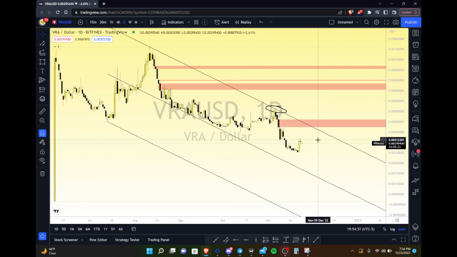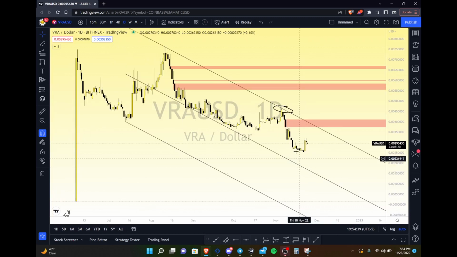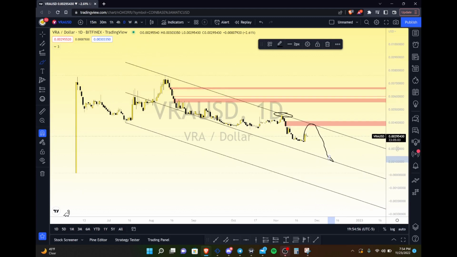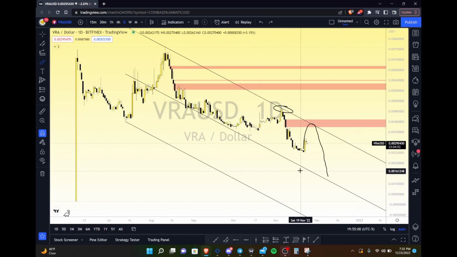Now, if we do break down, because you have to have the bias that it's potentially going to get towards this fair value gap right here, break up and then find resistance at this level and then continue the trend down, coming back towards this median trend line of the descending channel. The more we start playing on this trend line, the more likely it is we're going to come back down to try and test the low side here. Okay, so just keep that in mind. But right now, I have to have a bias to the upside. However, that doesn't mean it's going to happen right now.